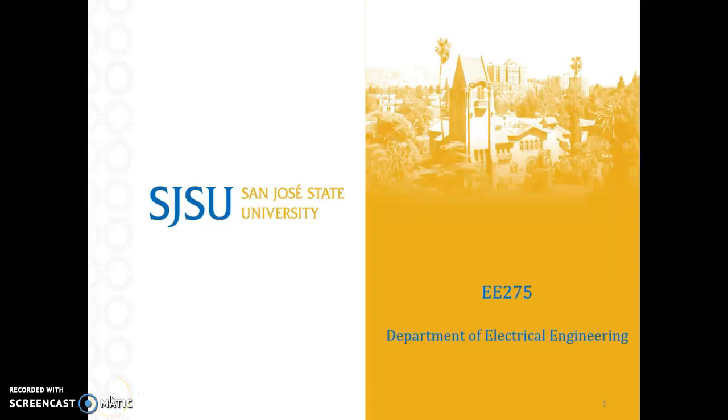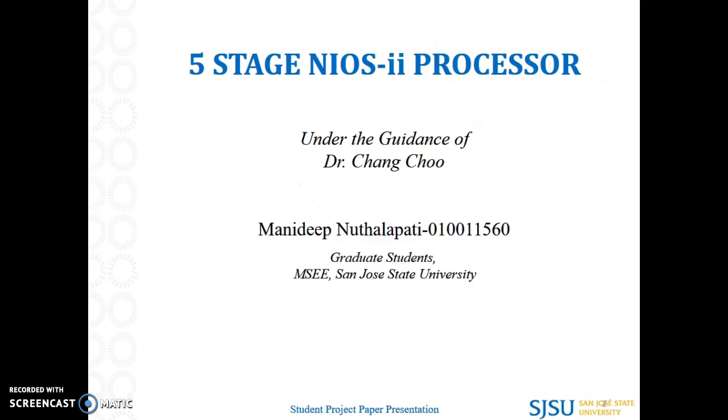Hi everyone. Today I'm going to give a presentation on my final term project for EE275, which is Advanced Computer Architecture. I've taken this course at San Jose State University under Professor Chang Chu. So the project is a 5-stage Nios II processor implementation. This is implemented in Verilog HDL code.